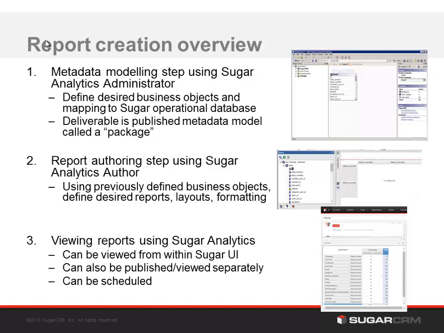Step 2 is a report authoring stage. This is done typically by somebody who's a report author. It won't be every end user typically, but typically there'll be somebody, maybe it's an operations person, whose job it is to actually predefine those reports that the rest of the organization is going to use.